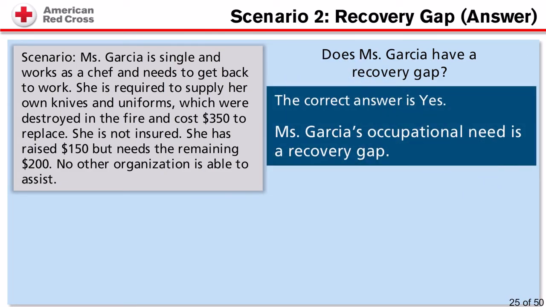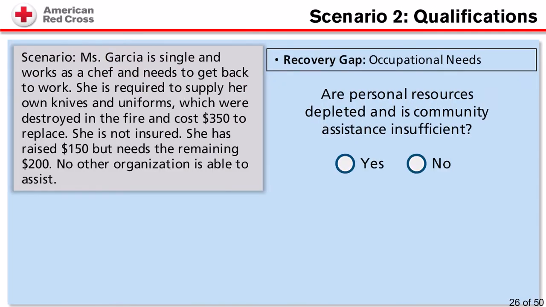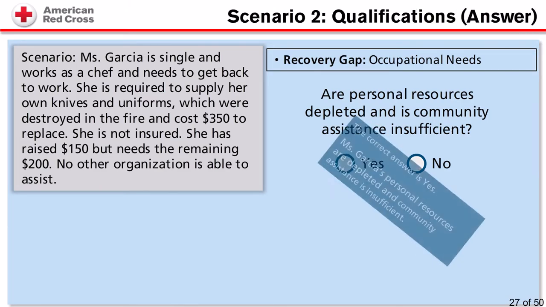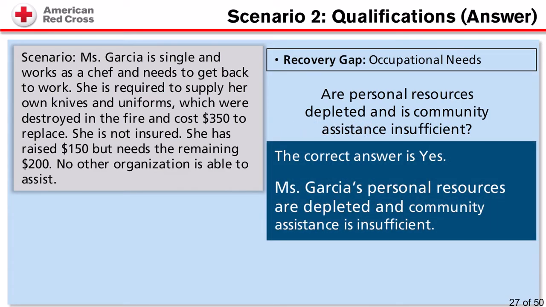The correct answer is yes. Ms. Garcia's occupational need is a recovery gap. Are personal resources depleted and is community assistance insufficient? Yes or no? The correct answer is yes. Ms. Garcia's personal resources are depleted and community assistance is insufficient.